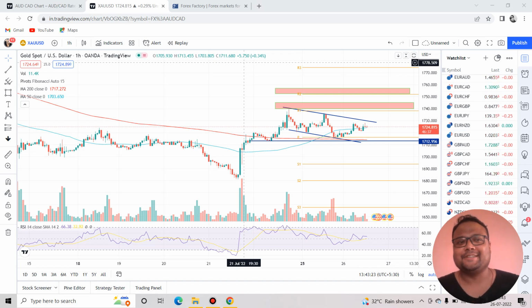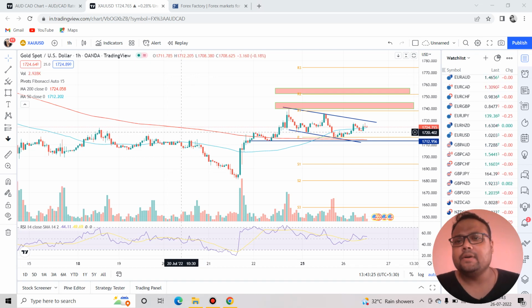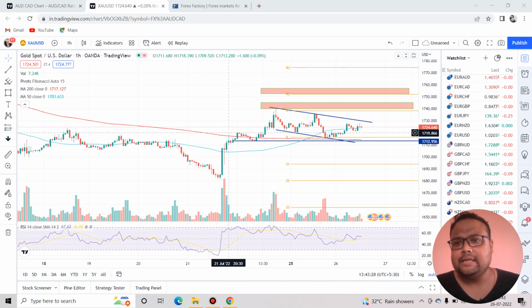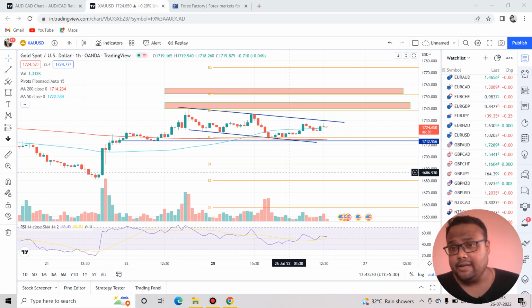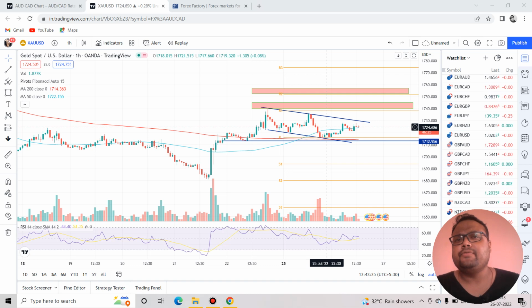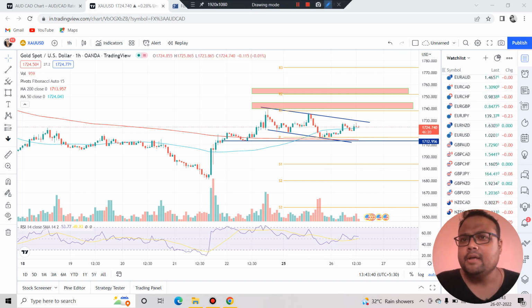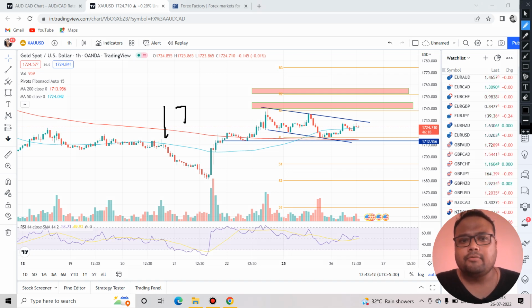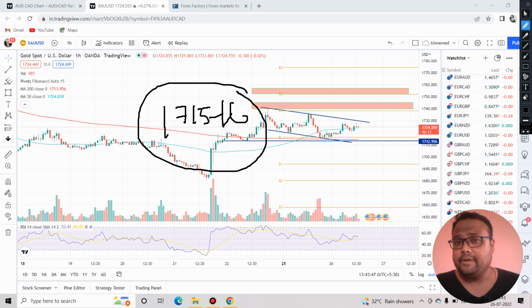So let's get started. This is the 1 hour chart of gold USD in front of us, and as we can see, the market is trading at 1724. This is the current market price of gold here. If you have watched my previous videos, then hopefully you made good profit yesterday, because we have been talking about the support of 1715 to 1717 for the last couple of days, and as per our expectation, market bounced yesterday from the 1715 1716 level, and we got the opportunity to make some good money.